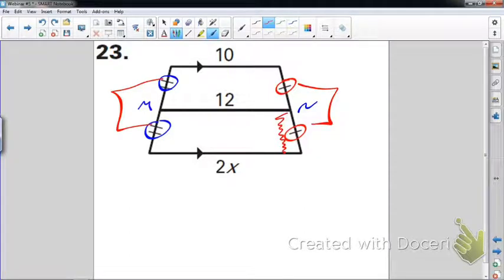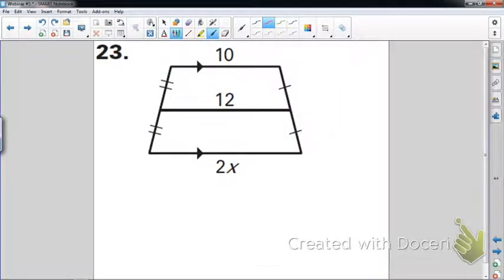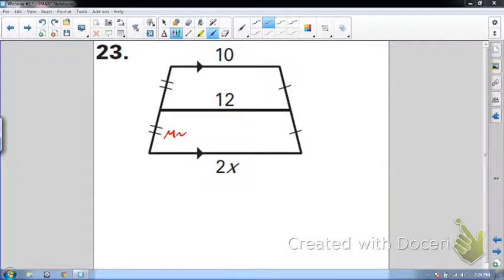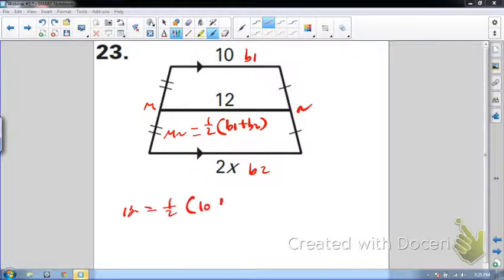Okay, so you just have to remember what is the most important thing, or what exactly is it that I'm giving you. So the formula for this is going to be MN, remember, MN is equal to 1/2 times base 1 plus base 2. Remember, this is your base 1, this will be your base 2. MN is the line segment that we have. There it is. So what do you have to do? Well, you take 12, set it equal to 1/2 times (10 plus 2x). And that's all you want to do.